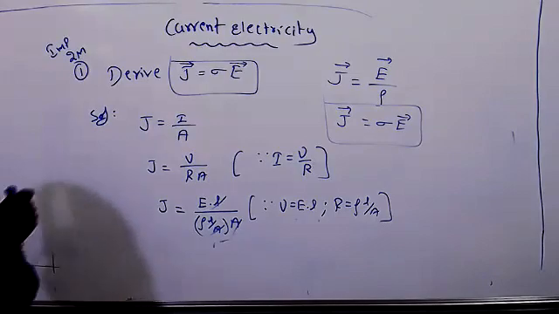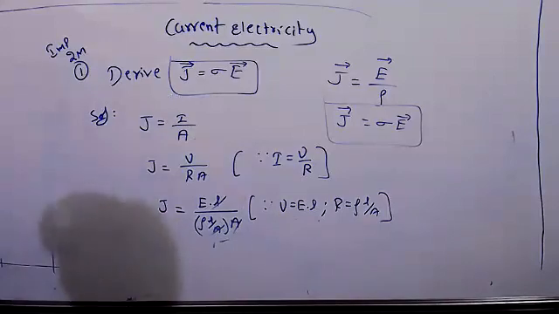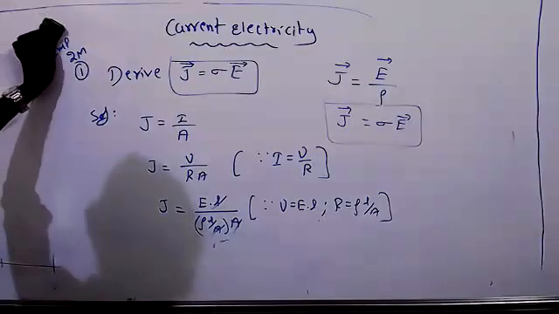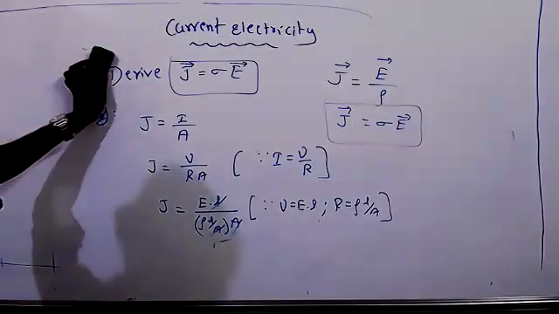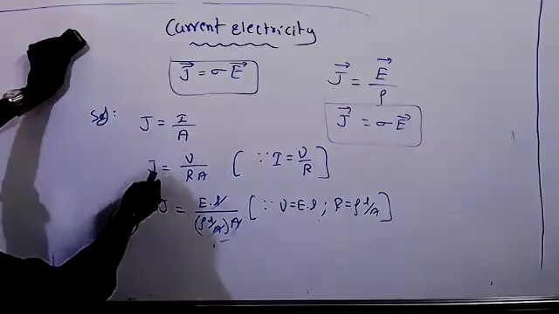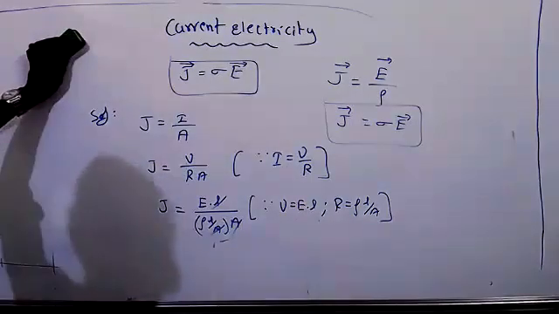In some question papers, you can see this question. It is a very important question actually. They can ask it for 2 marks or 3 marks. We know that J is equal to I by A. Here, current density direction is along the electric field.